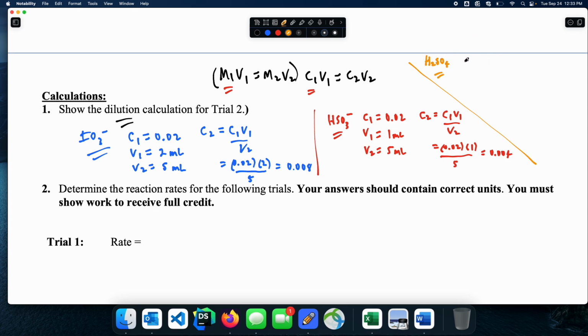Okay. Now for my third reactant, run out of space here, which was my sulfuric acid, H2SO4. My C1, I went and looked at the label, it was 0.02. My V1, I took 1 mil of it in trial 2, and my V2, since I mixed everything together, I went up to 5 mils. Okay? So C2 is equal to C1V1 over V2, which is equal to 0.02 times 1 divided by 5 equals 0.004. Okay, so that's it for my dilution calculations for trial 2.